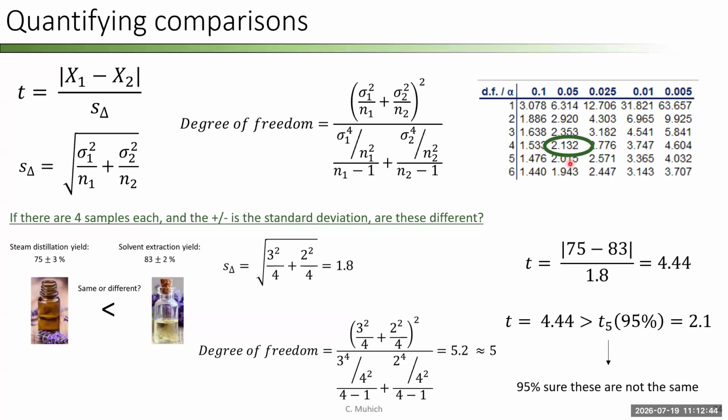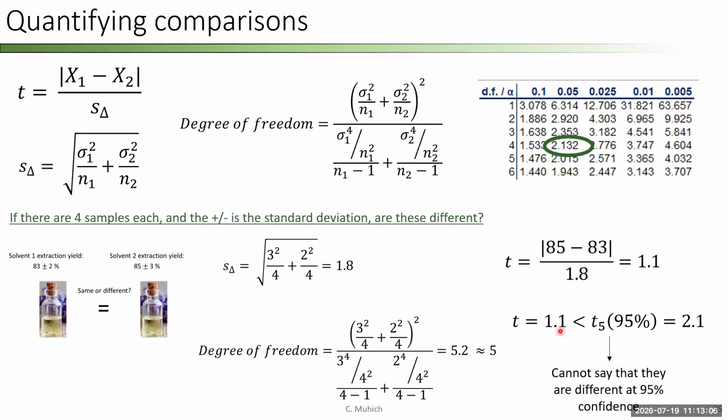I go to my chart. I see that 5 has a value of 2.015. We compare 4.44 to 2.015. We see that that is larger. Therefore, we're 95% sure that these are not the same. Okay?